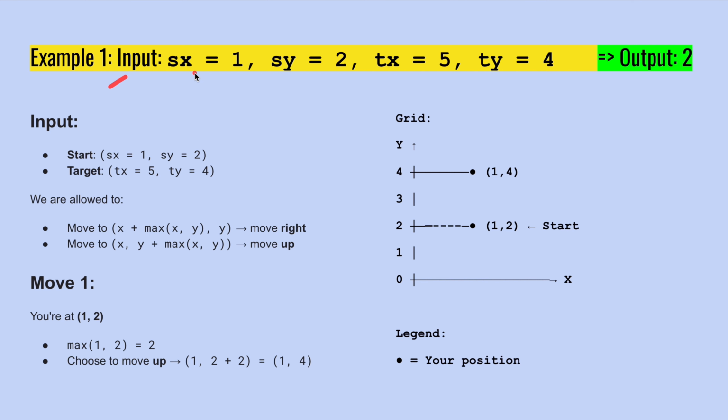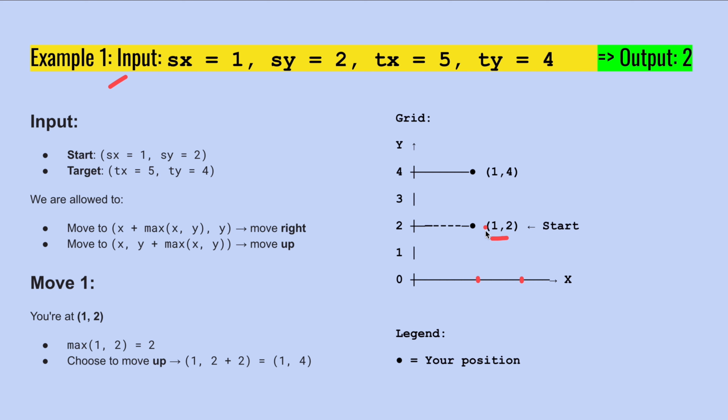The example we have given is Sx equal to 1, Sy equal to 2, and the target is 5 and 4. Let's call it the start. Let's suppose start is here, 1 2, right? And we can represent it like this. This is your 1 and this is your 2 and so on. Keep going like that. Okay, so this is your grid, right?